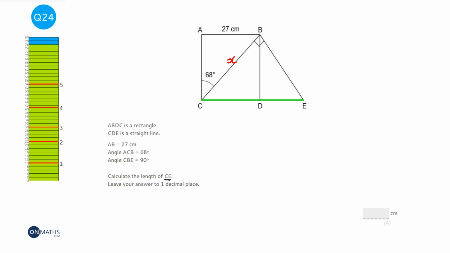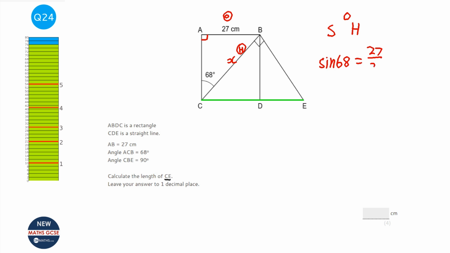And I realise that it needs to be trigonometry, because this is a rectangle, that's a right angle. So I'll need to use trigonometry for it. So we've got opposite and we've got the hypotenuse. So we're going to use sine. So SOH. So it's going to be sine 68 equals 27 over x. And I'm going to times both sides by x and divide both sides by sine 68. So that gives me x equals 27 over sine 68.